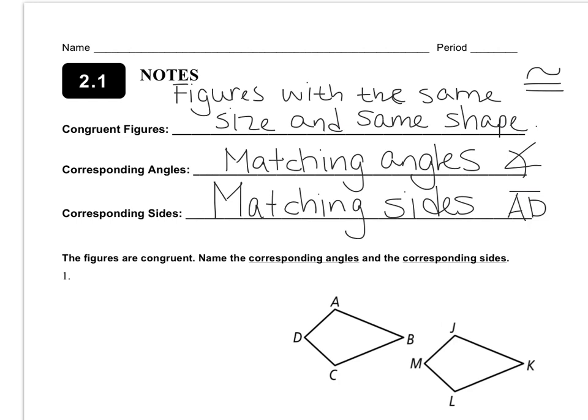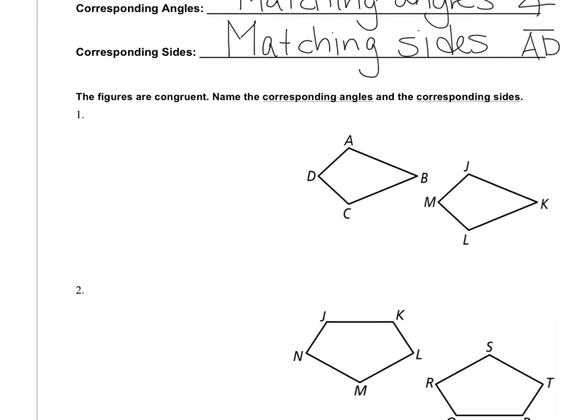Next, the directions say the figures are congruent. Name the corresponding angles and corresponding sides. So, we're going to look at these two figures. We have figure A, B, C, D, and we have figure J, K, L, M. Alright, so first we're going to list the corresponding angles, let's start with that. I'm going to write corresponding, and I'm just going to abbreviate it, angles.